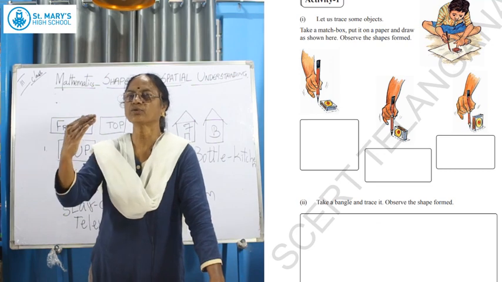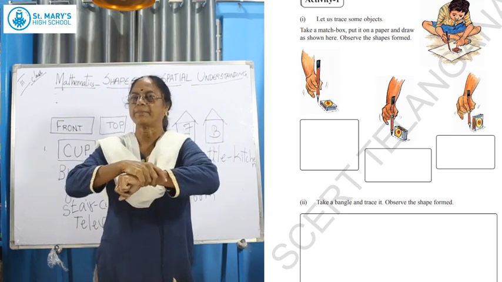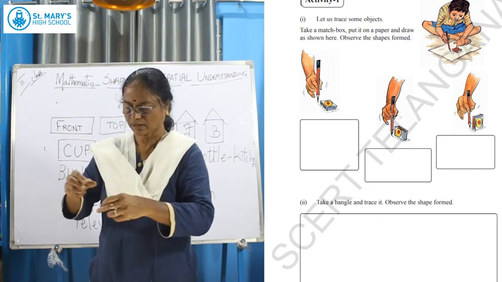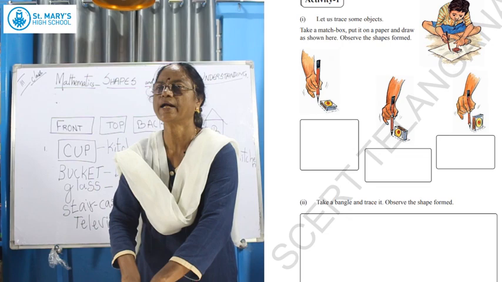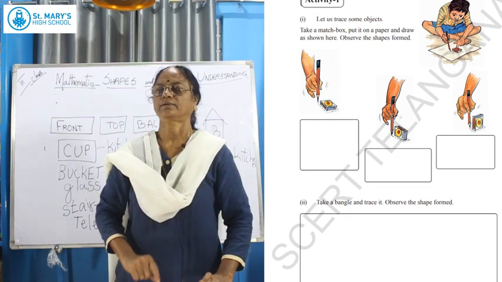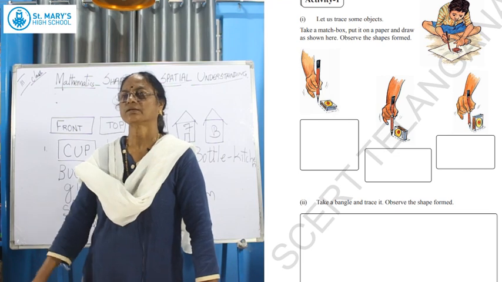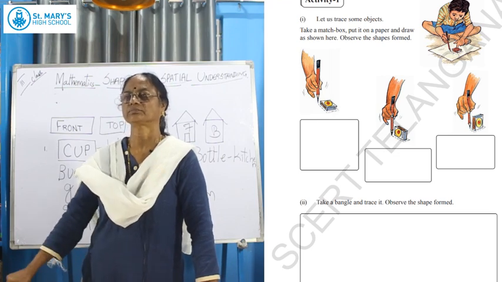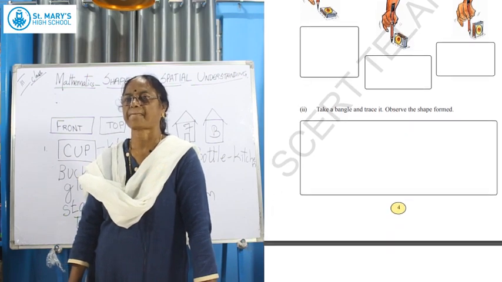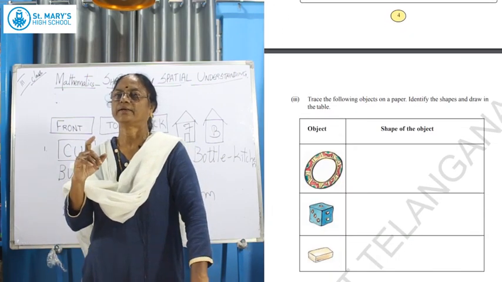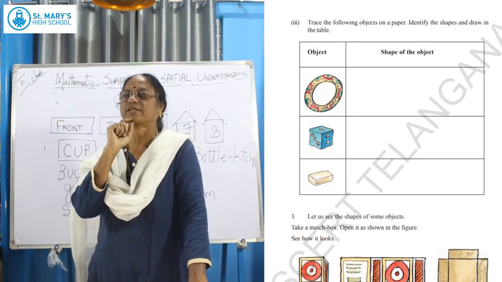Yes. Second question, you look at there. Take a bangle. You have to take a bangle. Your mummy's bangle, you ask. You put it there on the paper and draw the bangle. Third question, you check. See there, in the third question, trace the following objects.